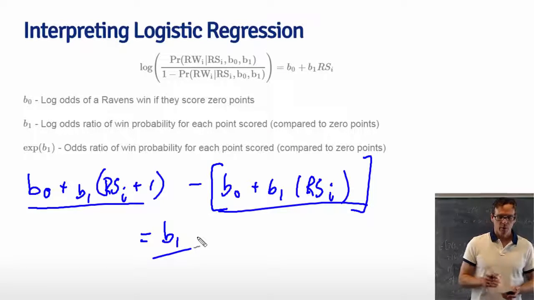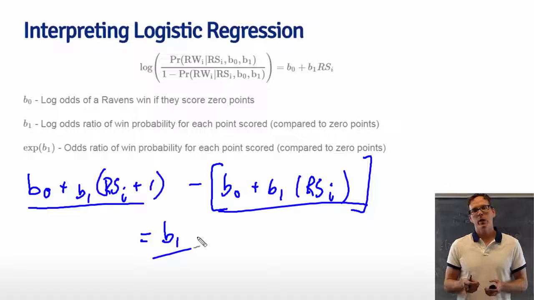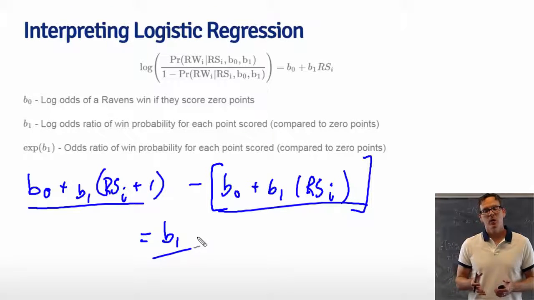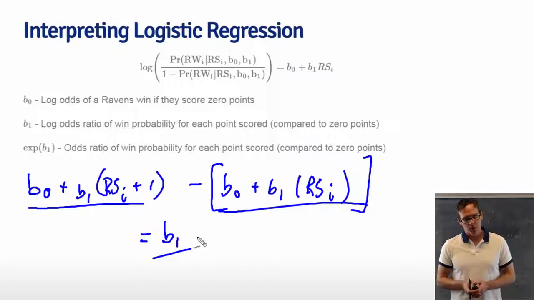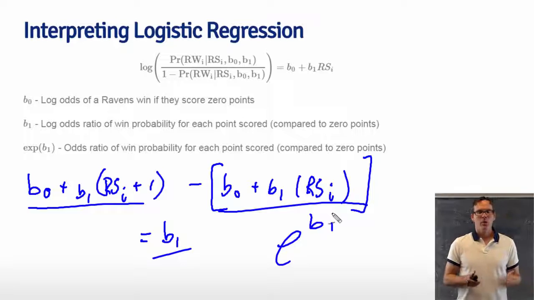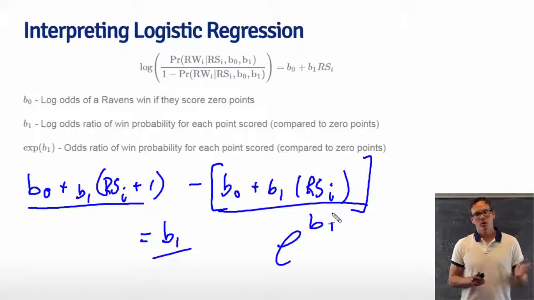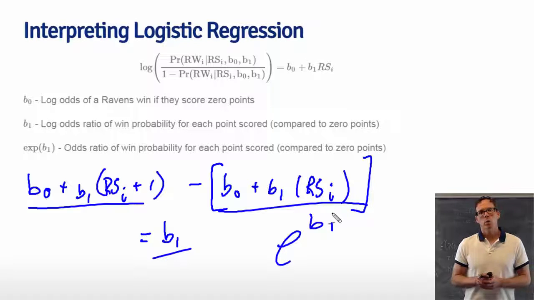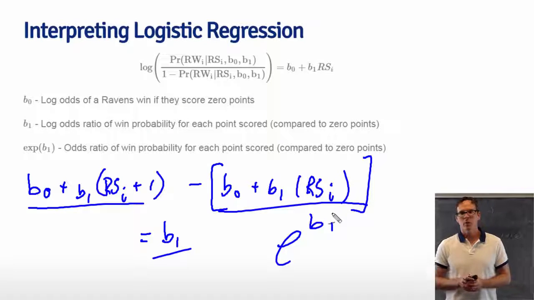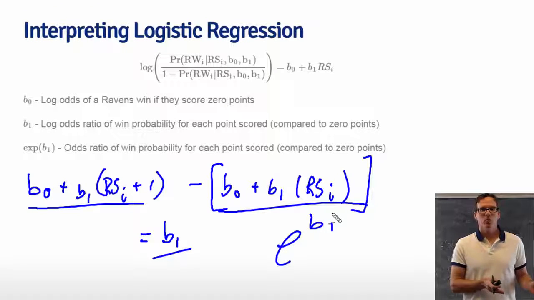And if we exponentiate this, remember that this is a difference on the log scale, so if we exponentiate it, we get a ratio back on the original scale. So e to the b1 is the ratio of the odds of the Ravens winning for a 1 point score increase. And we don't have multiple regressors like we studied a lot in linear regression.